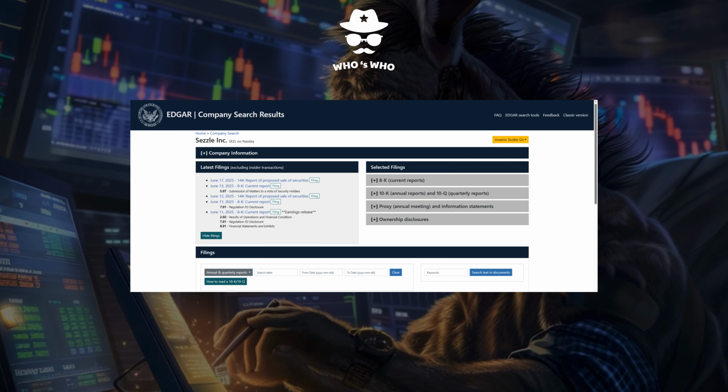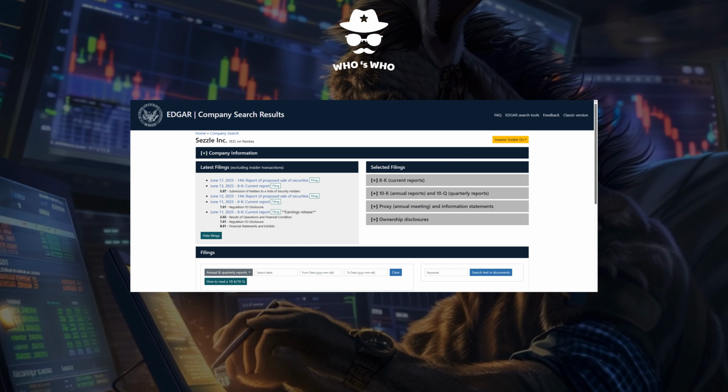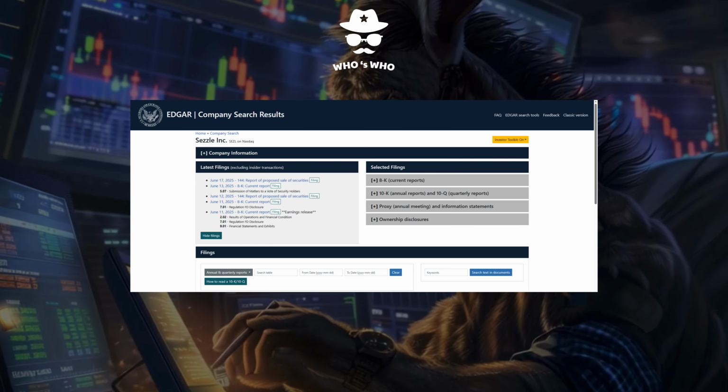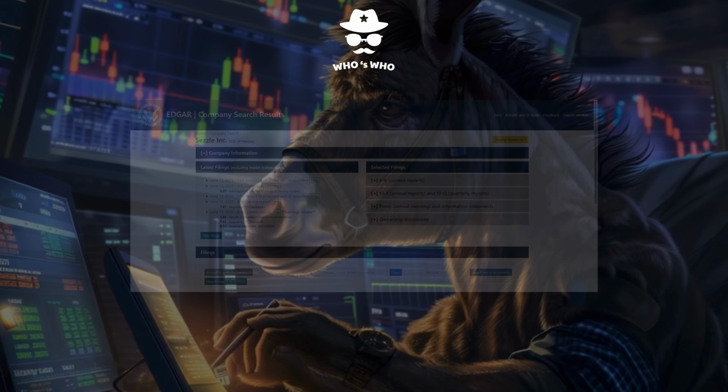But remember, 10K filings are very long, often over 100 pages. However, they follow a standard structure. When reading, it's best to focus in order on the main sections we've discussed.